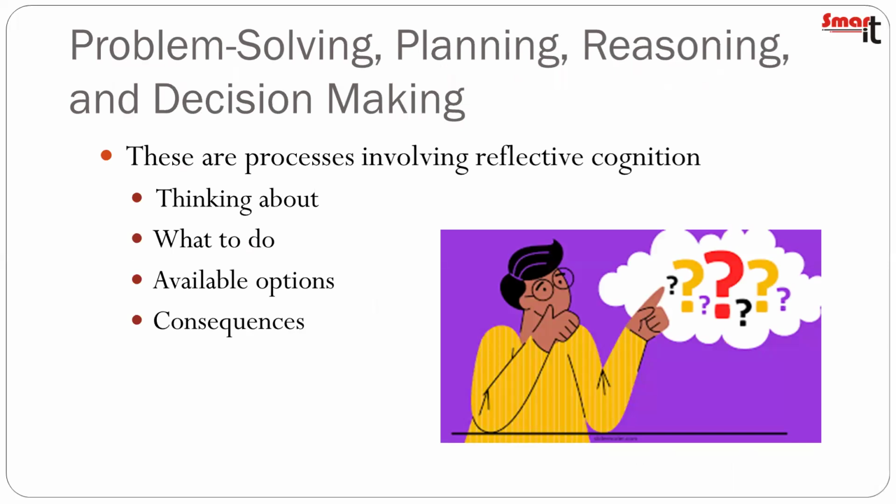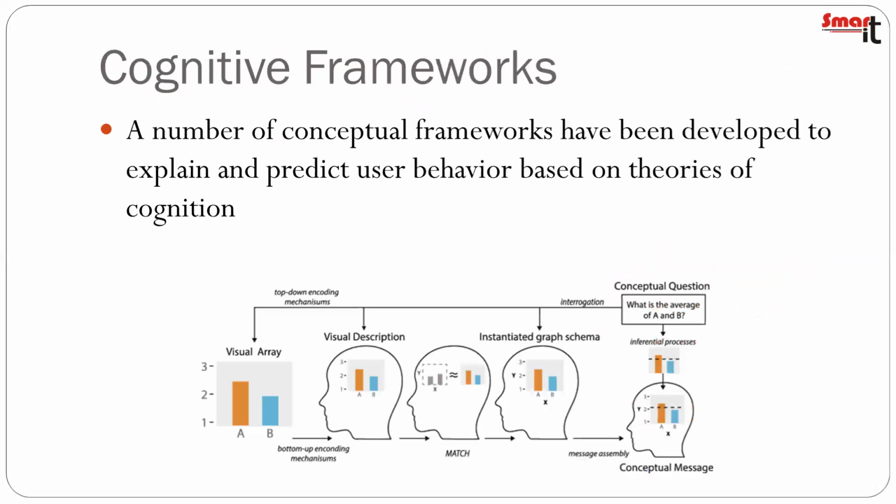And another important cognitive skill is problem solving, planning, reasoning, and decision making, right? These are processes that involve reflective cognition. It means thinking about what to do, the available options, and consequences. So these are important qualities: problem solving, planning, reasoning, why you did so. The reasoning and decision making, why you made that decision in this scenario. So those things are cognitive skills.